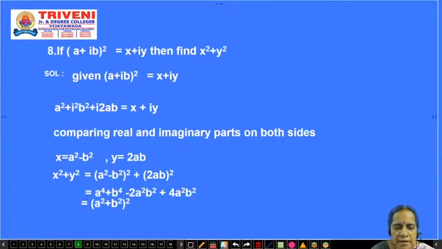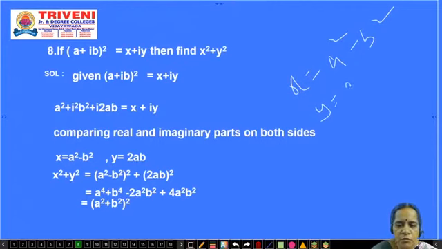Then comparing the real and imaginary parts on both sides. What is the real part on the left hand side? a square plus i square b square, and i square means minus 1, so the real part is a square minus b square, plus i into 2ab is equal to x plus iy. The real part of the LHS is a square minus b square, so x is a square minus b square, and the imaginary part of the right hand side is y, which is equal to 2ab.